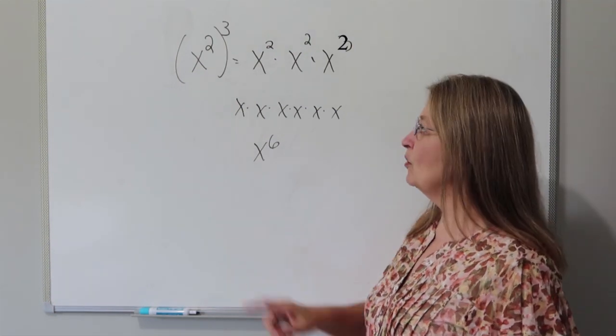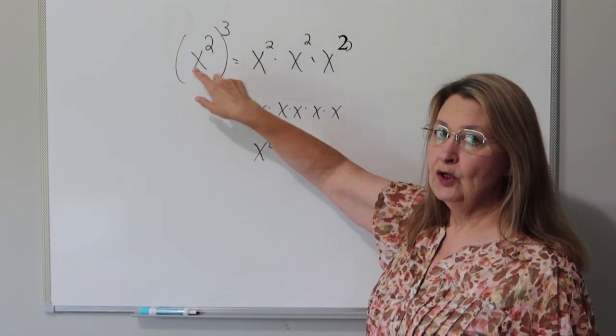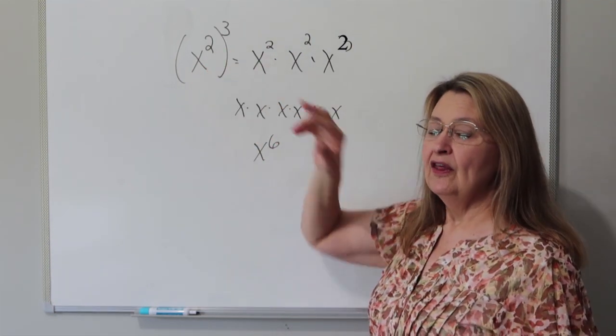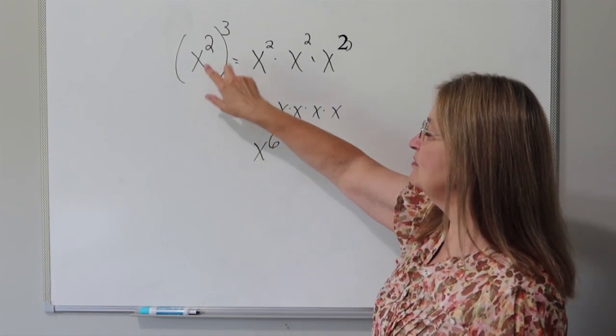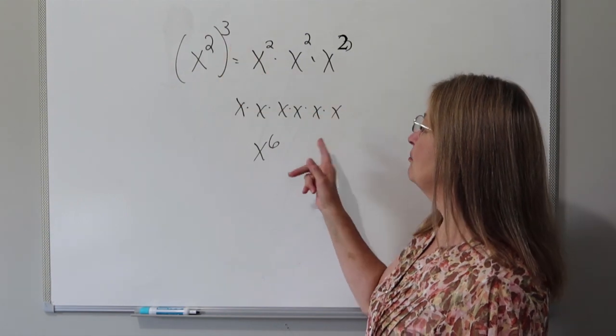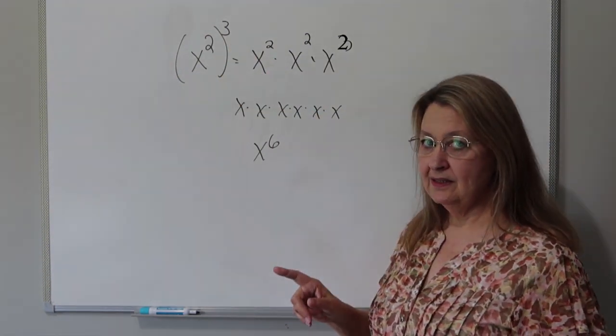Now in this example, I have one base with 2 exponents. Then you can multiply. That's what the rule tells you. One base, two exponents, you can multiply your exponents and get 6.